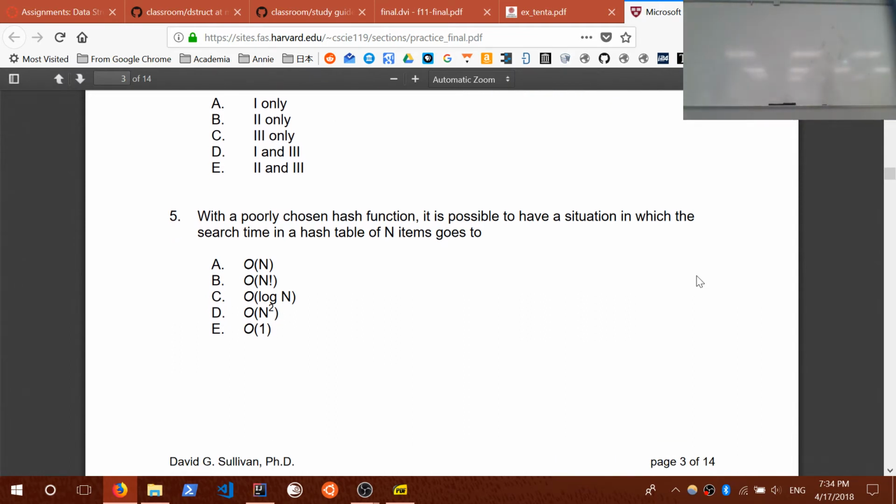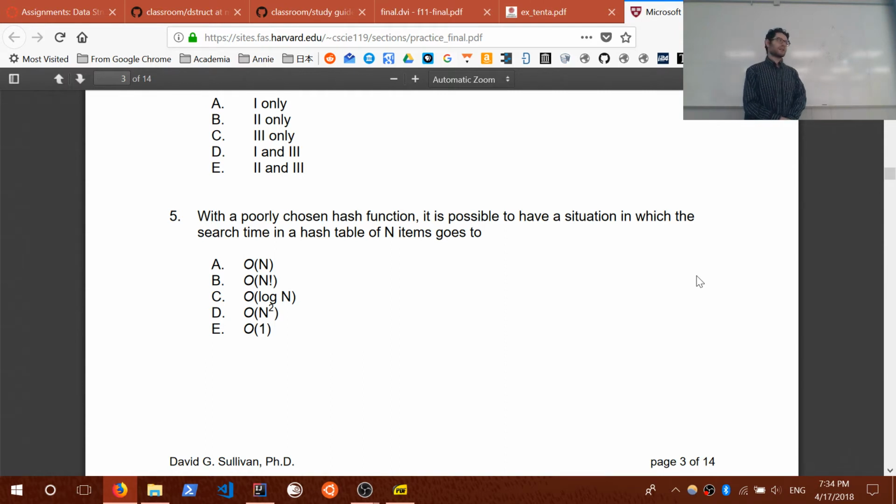So with a poorly chosen hash function, it is possible to have a situation in which the search time for a hash table of n items goes to what? If we have a bad hash function, how bad can our search get? We want it to be constant time, and that's what a good hash function will get us. A bad hash function would mean we get collisions all over the place. Basically, every time, any possible collision that could occur would occur.